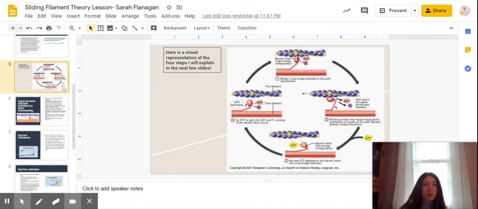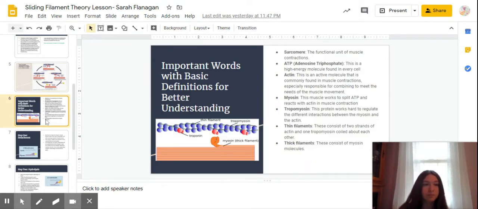Here is a visual representation of the 4 steps I'll be explaining in the next few slides. So this is just showing the theory. Important words with some basic definitions for better understanding. I'll only go through a few of these, but refer back to the slide if you get confused at all when I'm talking through the steps.